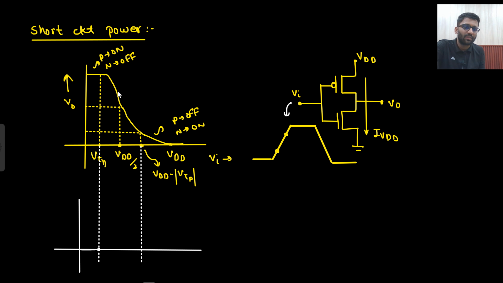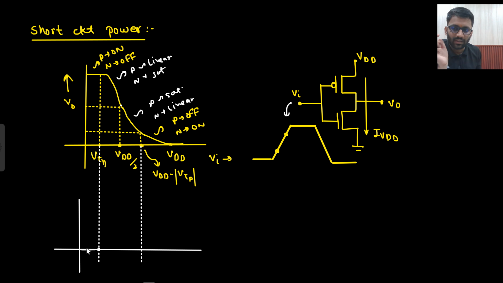Now here both turn on. This goes to linear, and NMOS goes to saturation. Here both come in saturation, and at VDD by 2 both are in saturation. Then this goes to saturation and this goes to linear. Now, if both are on, that means they will drive some current from VDD to ground. So that current will start increasing. Tell me at what point it will become maximum? At this point, because here both are in saturation.